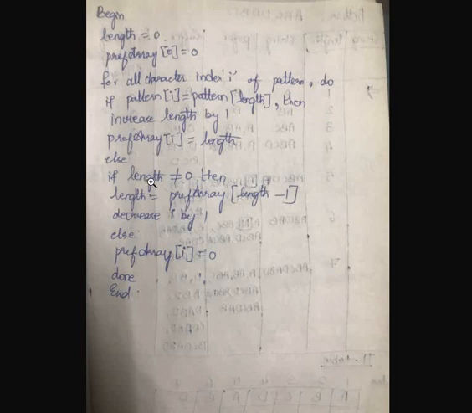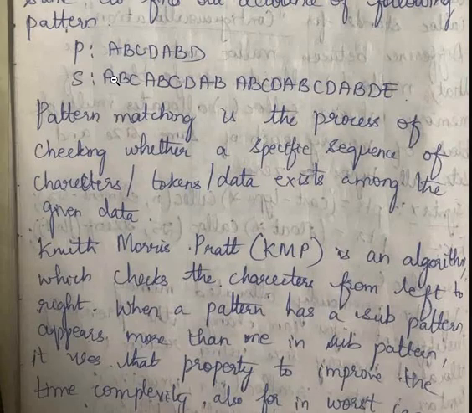Otherwise, if length is not equal to 0, then length is equal to prefix array of length minus 1, and do not increment i. Here we can see that it is matching. If it is matching, move the pointer to the next. You should move both the pattern and the string pointers. C is also matching. C is matching, yes. Increment the pointer to the next, here also.